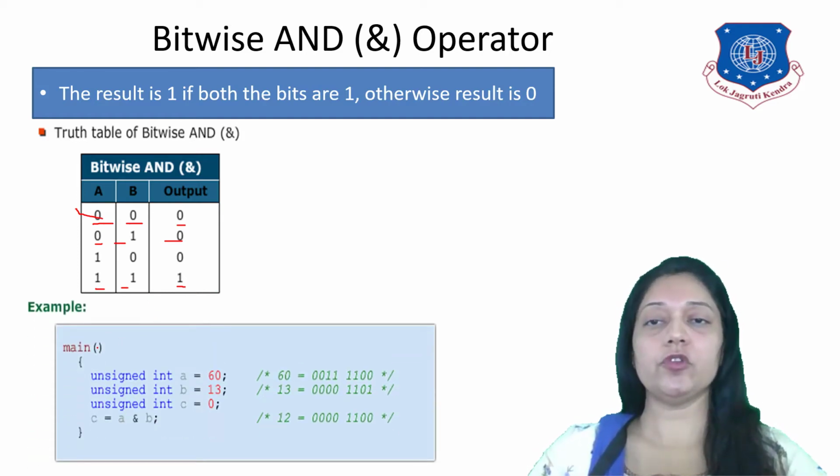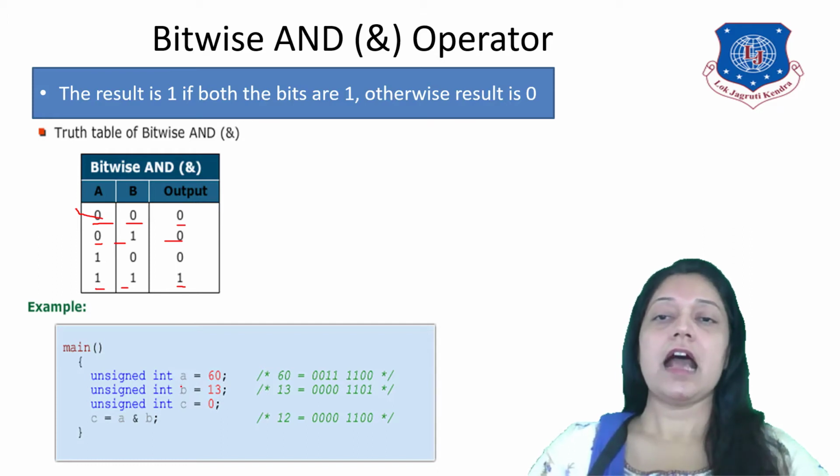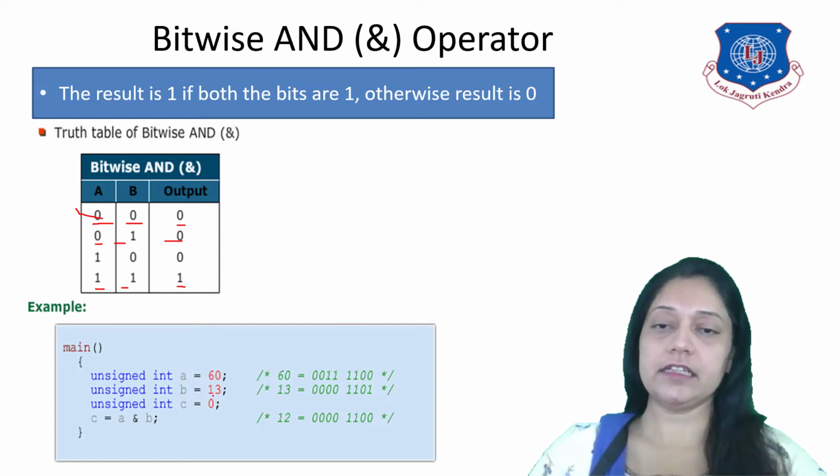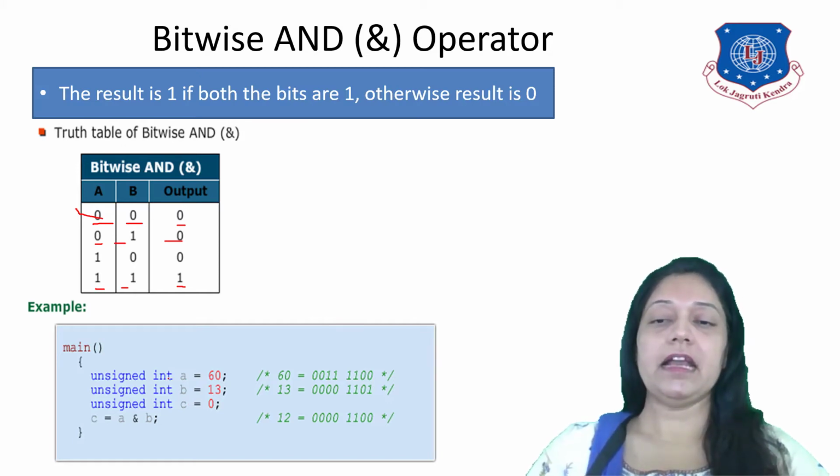Say, for example, how to use the bitwise AND operation. I have a variable A which has the value 60 and a variable B which has the value 30. So A and B are of integer data type, unsigned integer, which means they are positive numbers. The value 60 is represented in binary as 00111100, and the value 13 is represented as 4 times 0 then 1101.